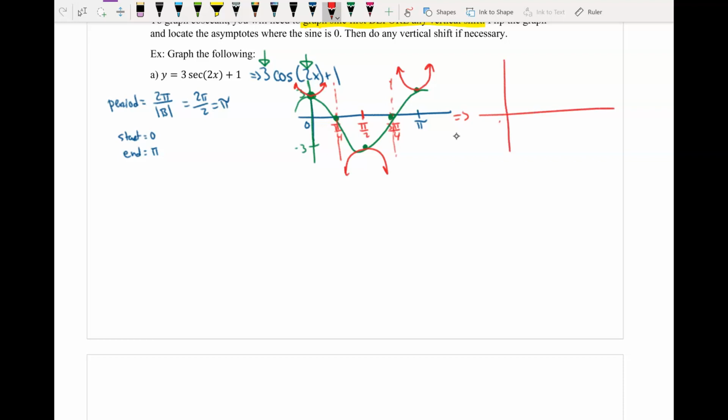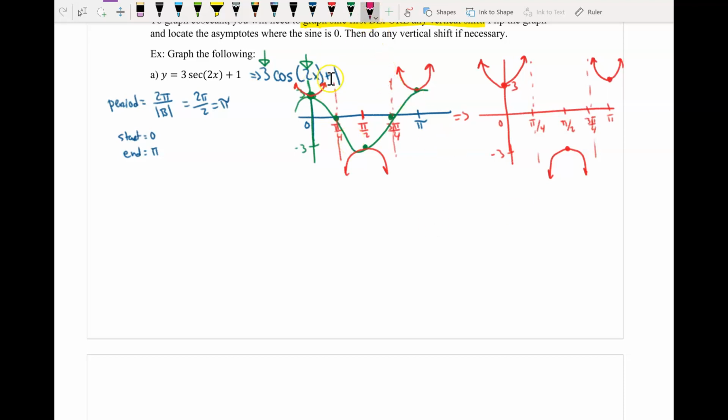And what we're going to do is we're going to ignore the cosine curve now, because the cosine curve was basically just there to help us figure out what the curve was going to look like. So asymptote at pi over 4, asymptote at 3 pi over 4. At 0, I'm at 3, going upward. At pi over 2, I'm at negative 3, and I'm going to be going downward. And at pi, I'm also going to be at 3, and I'm going to be going upward. Okay, so now that we have something that looks like that, now we can do the vertical shift.